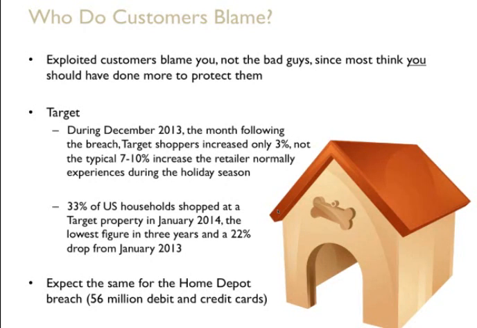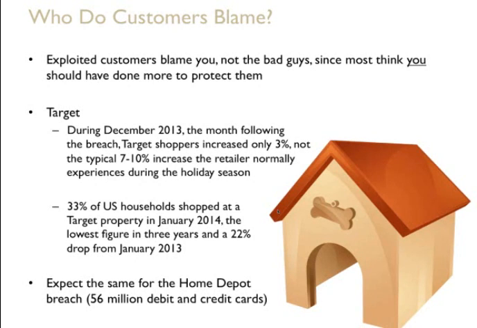And yes, Target had a lot of culpability, but it was fundamentally the cyber criminals that stole this data. And we can certainly expect the same for Home Depot. 56 million debit and credit cards have been breached. We don't have a lot of details at this point about what occurred. There's some anecdotal information, but not a lot of really hard evidence to know exactly what happened with Home Depot. But this is a major breach, and presumably using the same malware that affected Target.